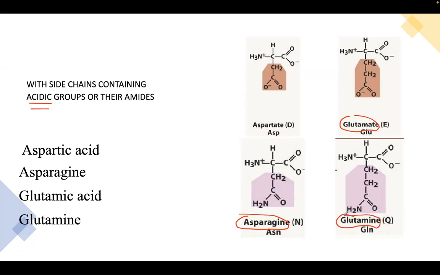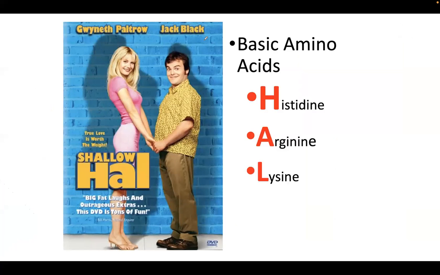Okay, so these are the amino acids that contain an acidic group. Now what about the basic amino acids? I hope I don't give out my age, but are you familiar with the movie Shallow Hal? So H, A, L: histidine, arginine, and lysine. Instead of shallow Hal, make it basic Hal. So the basic amino acids are HAL: histidine, arginine, and lysine.